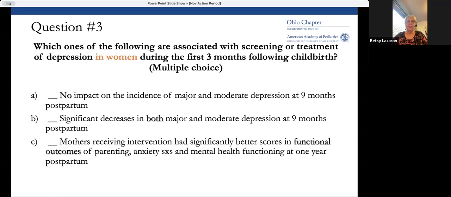Next question. Which one of the following are associated with either screening or treatment of depression in women during the first 3 months following childbirth? This is a multiple choice, and more than one is correct. So it has no impact on the incidence of major and minor depression. There's a significant decrease in both moderate, major, and minor depression at 9 months postpartum. And mothers who receive intervention had significantly better scores in functional outcomes of parenting, anxiety, and mental health at 1 year postpartum.